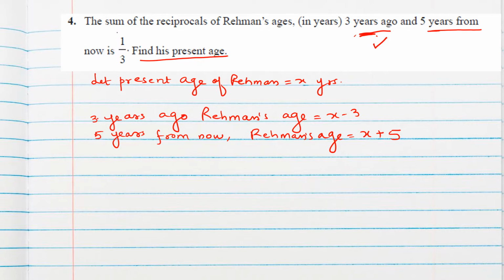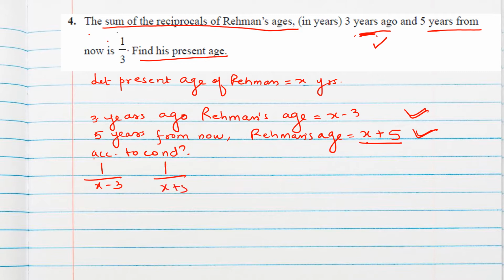Now what is given? The sum of the reciprocals of Rahman's ages means the sum of the reciprocals of these two. If the age is x minus 3, the reciprocal is 1 by x minus 3, according to the condition. If the age is x plus 5, the reciprocal will be 1 by x plus 5. Then the sum of these two reciprocals is given as 1 by 3. So this is the required equation.